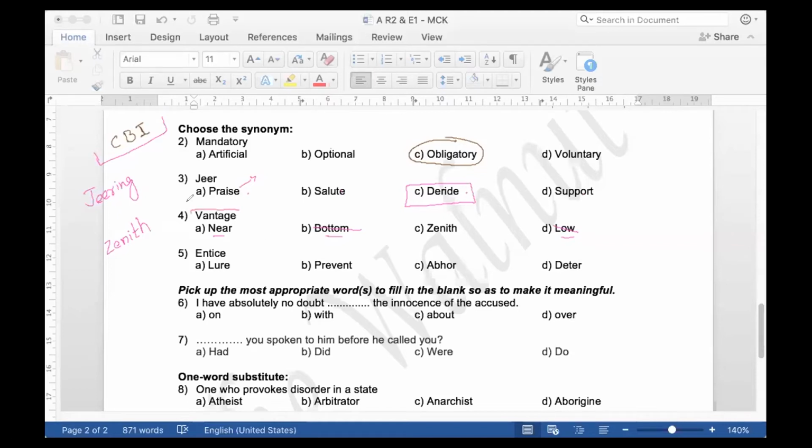Zenith means vantage. Vantage means zenith. Okay, yeah, peak, exactly. That is what, Alan. I appreciate it. So peak or the highest point, that is what zenith is. So vantage point is the highest point in that area. Entice.